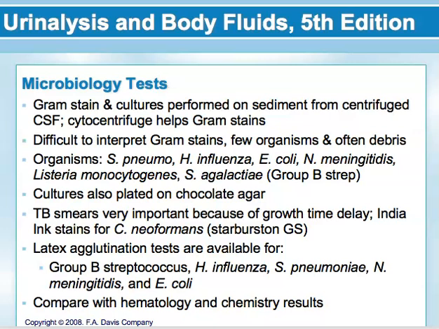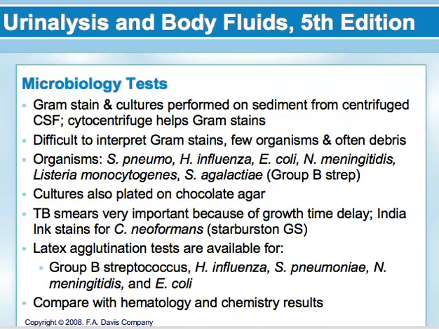Cultures can take anywhere from 24 hours to 6 weeks, depending on what the causative agent of meningitis is. If it's tubercular meningitis, that organism can take up to 6 weeks to start to grow. So in addition to cultures, other tests are also available. You can do the acid-fast stain, India ink preparation. There are latex agglutination tests available to identify different organisms.